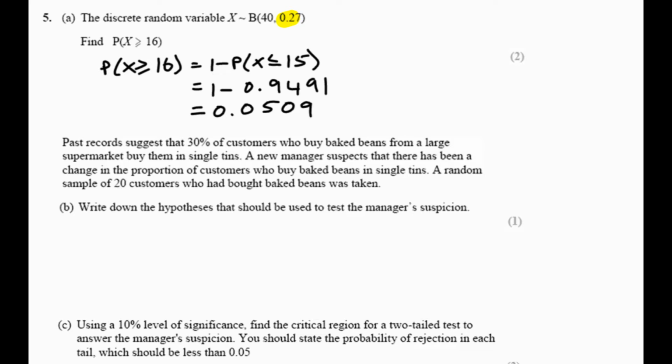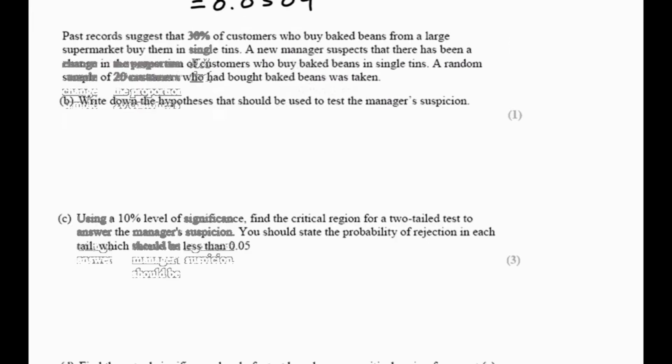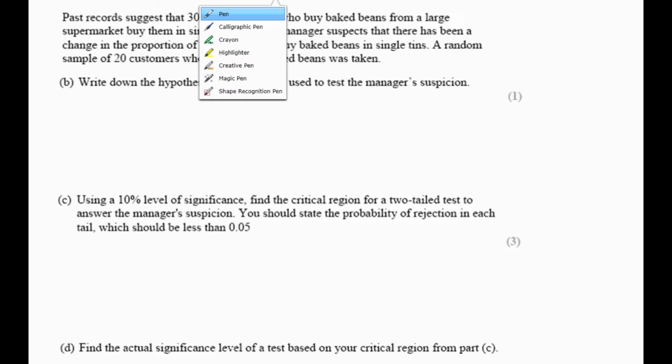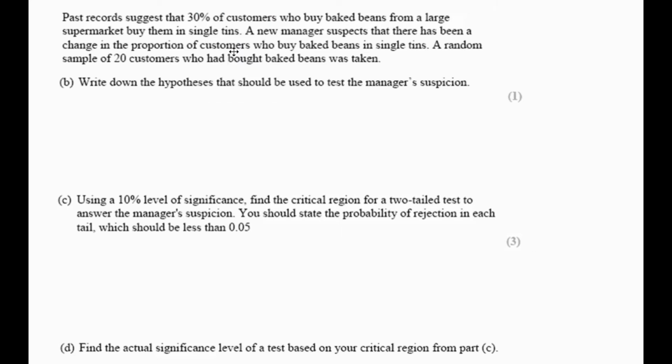Moving on. Past records suggest that 30% of customers who buy baked beans from a large supermarket buy them in single tins. A new manager suspects that there's been a change in the proportion of customers who buy baked beans in single tins. A random sample of 20 customers who had bought baked beans was taken. Okay, any clues in the question? 30%, that's going to be our p-value. There's been a change. He hasn't stated whether it's an increase or a decrease, so that is my clue. I'm working with a two-tailed test.